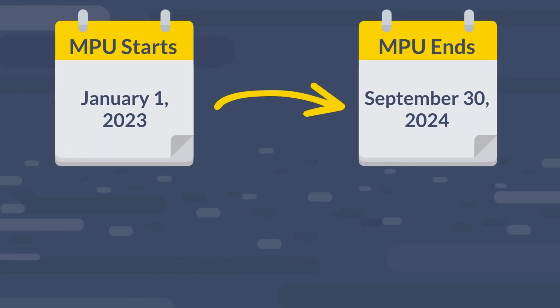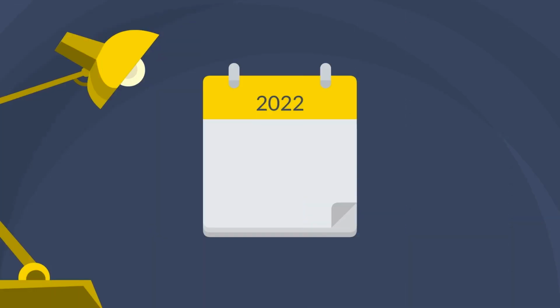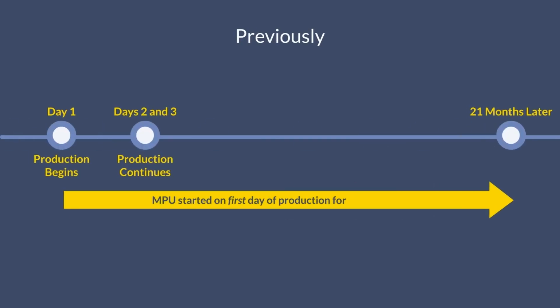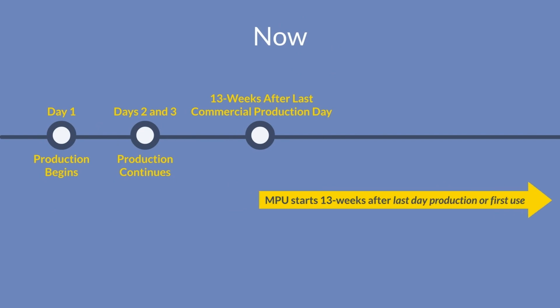With the 2022 Commercials Contract, the length of the MPU hasn't changed. It's still 21 months. However, the 2022 Commercials Contract did change the start date for the MPU. Previously, the MPU for the commercial started on the first day of employment of any on-camera principal. Now, the MPU for the commercial starts 13 weeks from the last day of production, excluding recalls and retakes, or on the first use of the commercial, whichever occurs first.